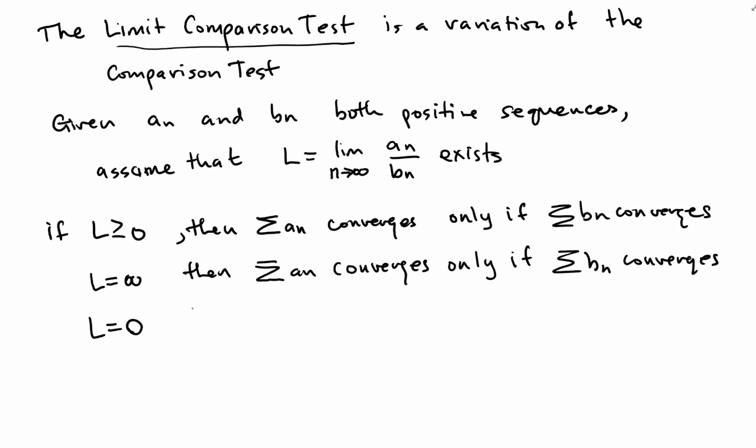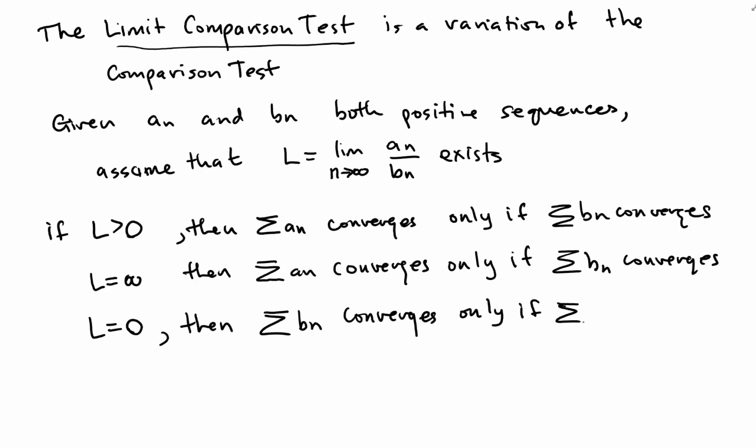And if it's exactly equal to 0, so sorry, this should have been strictly greater than, well, then the b sub n converges only if the a sub n converges.